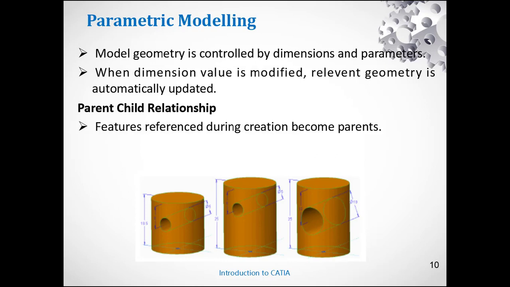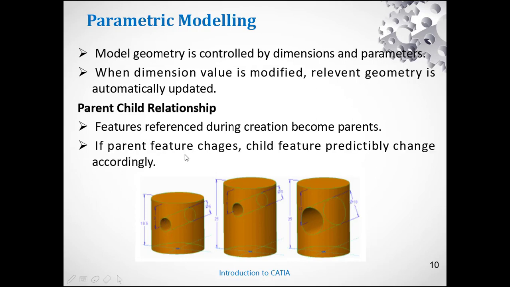The features referenced during creation become parents. So when I created this hole over here, the previous feature, which is the cylinder and the faces of the cylinder, became the parent for this particular hole. If the parent feature changes, like it changed in the second case, the child feature predictably changes accordingly. So the level of this hole automatically changes with the parent feature change.